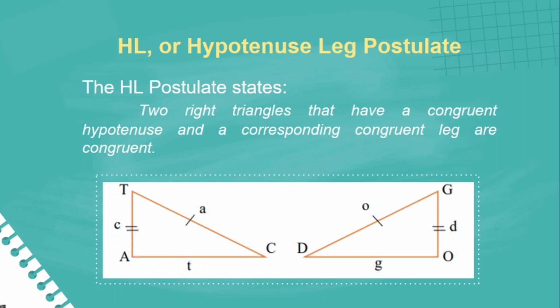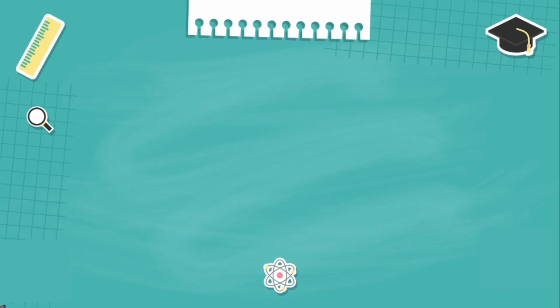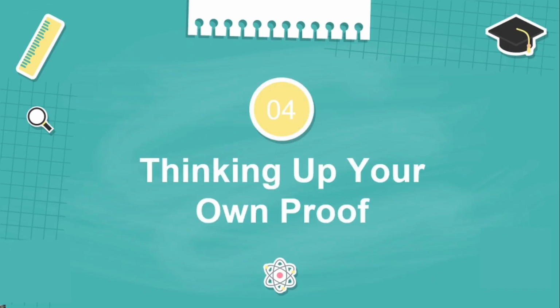So here are right triangles CAT and DOJ with hypotenuses of sides A and O that are congruent, and also the legs C and D are congruent. So by HL postulate, these two triangles are congruent even if they are facing different directions. Now let's proceed to thinking up your own proof.